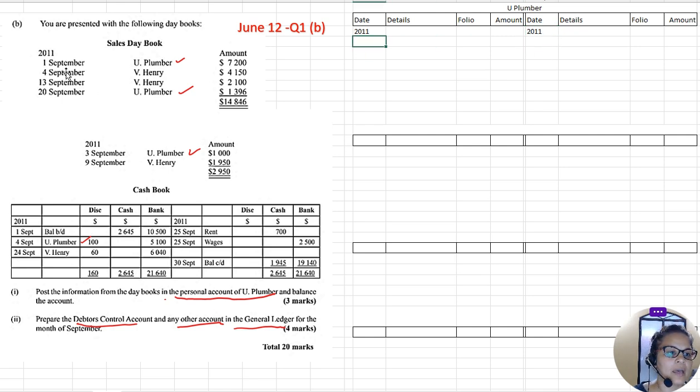And on the 1st of September, or September the 1st, any order you prefer to write it in, we had sales. I'll put sales daybook here. They did not give you a page number for your sales daybook, so your folio will only say sales daybook, showing that you took the information from your sales daybook. They didn't specifically ask for the folio in this question.